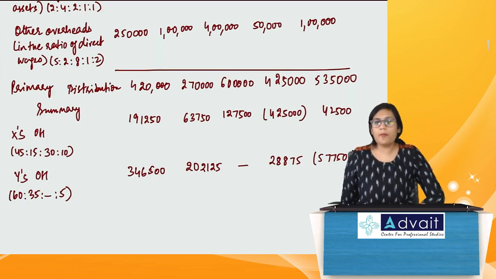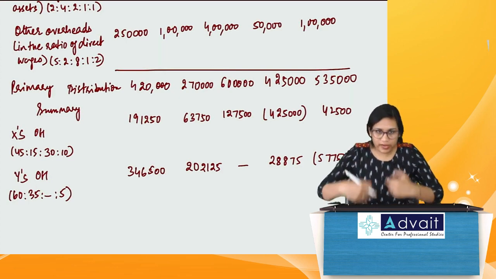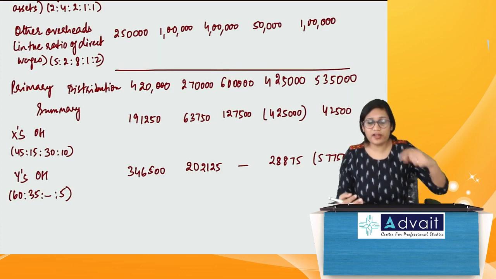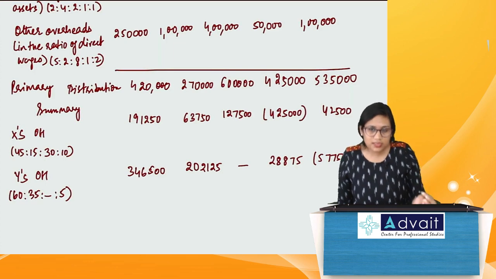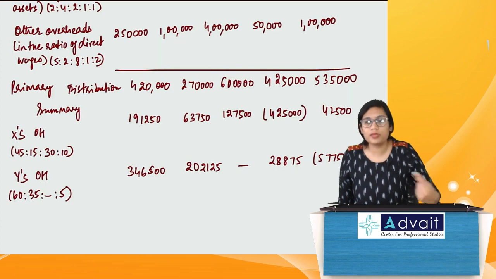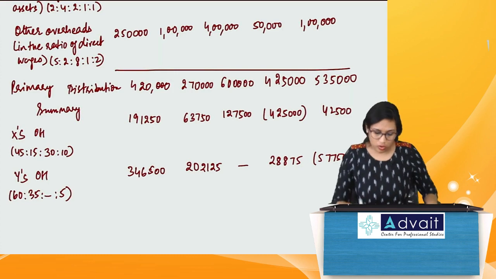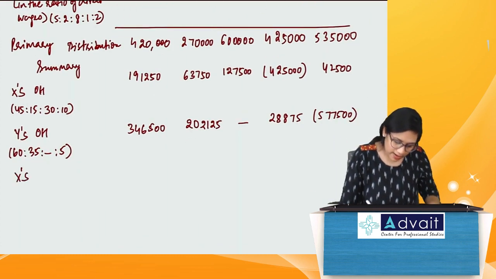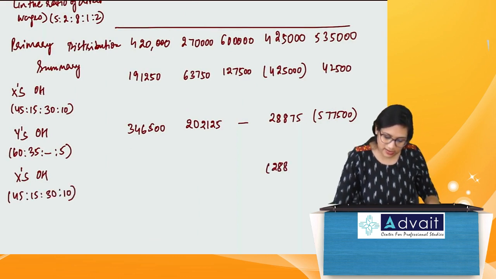Now the problem is the balance in X has not become 0. So what do we do? Again we will divide. We will keep repeating this process till it becomes 0. That is why this method is called repeated redistribution, which means you have to keep distributing repeatedly till the balance becomes 0. So again, X's overheads: 45 is to 15 is to 30 is to 10. 28,875 is what I'm going to divide.